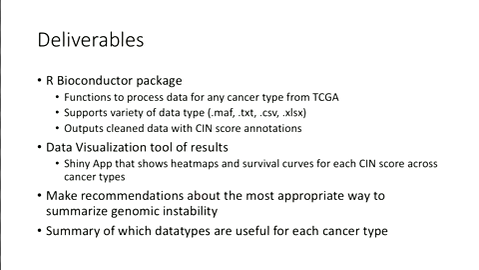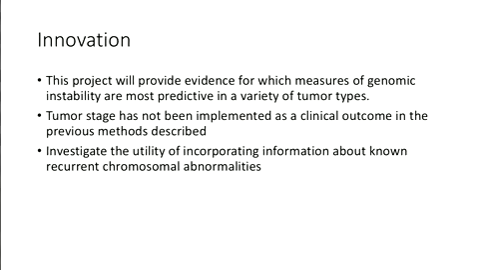And then I'll also do a separate piece, which is the data visualization tool, which will show the results, including heat maps, survival curves for each CIN score, and how they perform across each of the cancer types. And then I'll make recommendations about the most appropriate way to summarize genomic instability, and then a summary of which data types are useful for each cancer type.